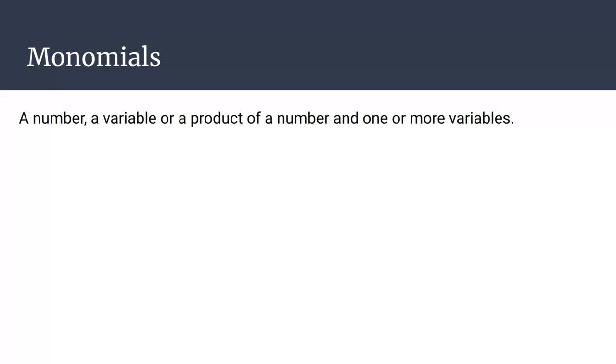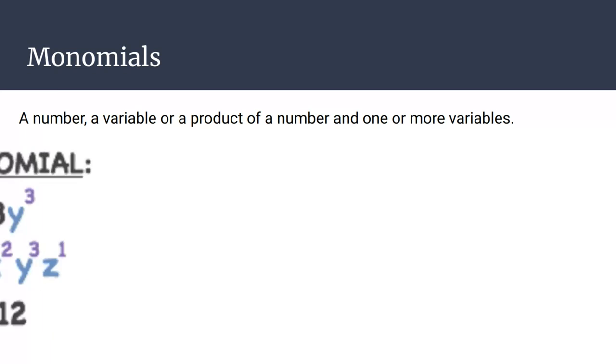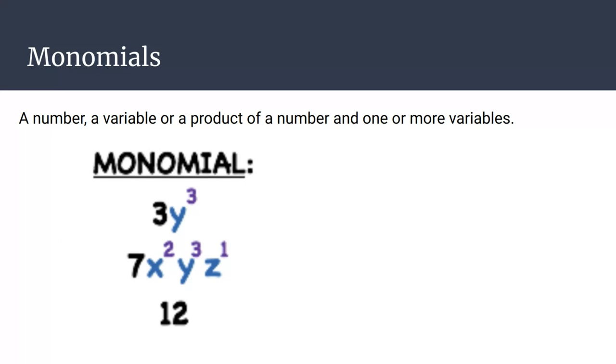So once you finish writing that definition down, I'd like you to write down these three examples of monomials. So my first example is 3y cubed. Notice that my 3 and my y are being multiplied and I have my exponent here. So that is one example of a monomial. Again, please write these examples down.